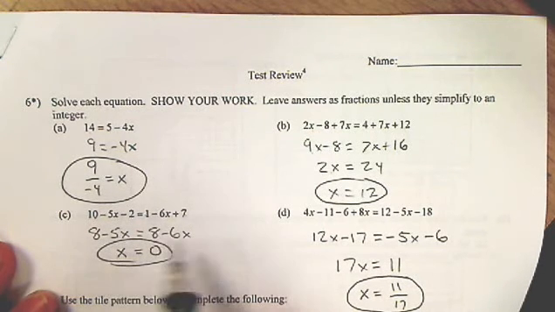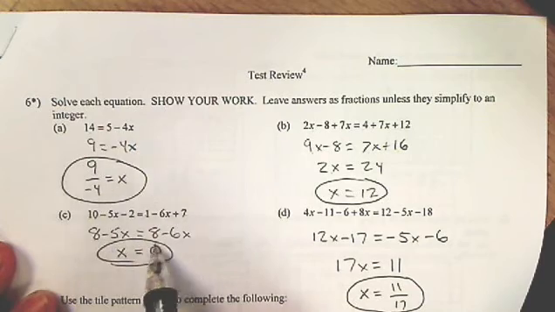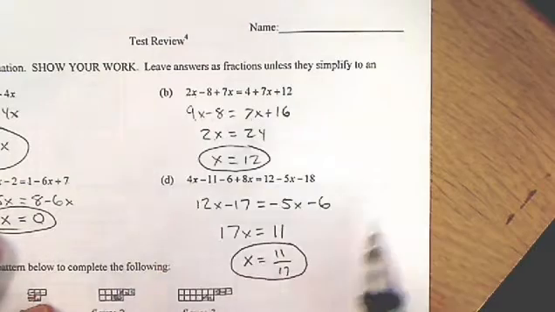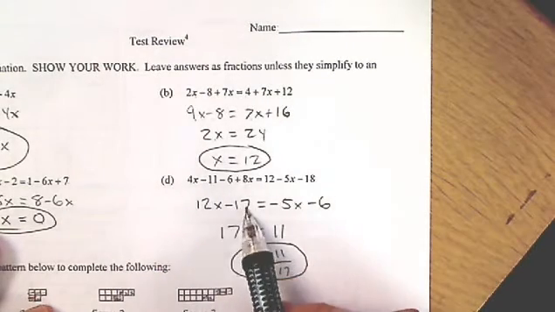Add 5x, or add 6x to both sides. That's how I got the x on this side. Subtract 8 to get rid of it from here. Subtract 8, you get 0. Combine like terms.